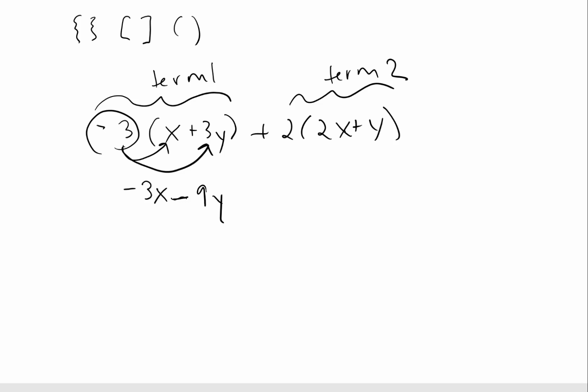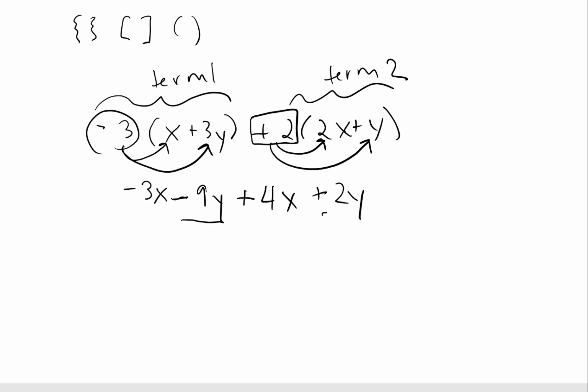So now I'm going to look at this second term and move on. And I'm going to say this is a positive 2 times 2x gives me a positive 4x. The positive 2 times a y gives me a positive 2y. And we can combine like terms. So the y's are like terms, and then the x's are like terms. And I can combine them by the commutative property of addition. I can switch their arrangement and say negative 3x plus 4x. And what I'm saying is I'm commuting these two, and I'm putting the negative 9y plus 2y.